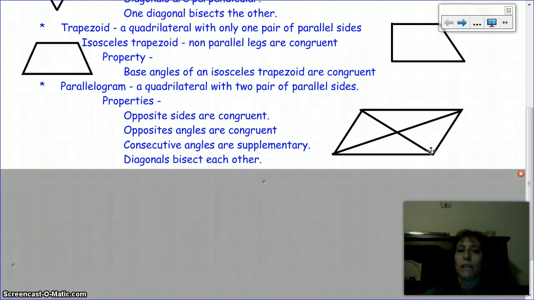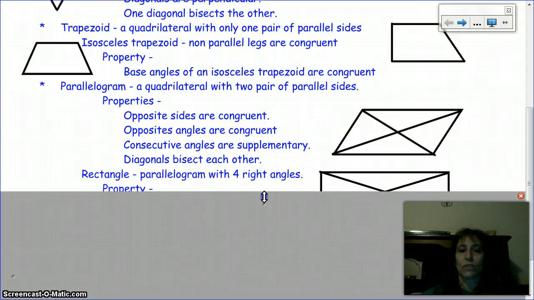And remember, the diagonals bisect each other. So if from the middle to this end is 14, then from the middle to that end is also 14. Now for the other diagonal, let's say it's 20 centimeters. Then from the middle to this side is also 20 centimeters. So they're both bisected, but that does not mean they're all four congruent.